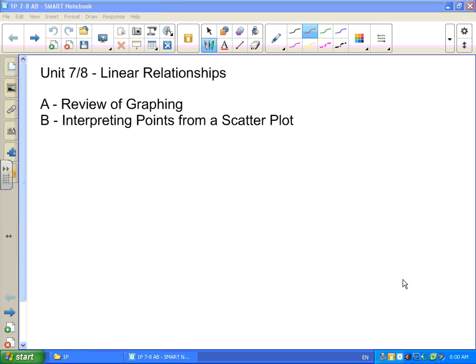In this lesson, we're going to start taking a look at some of the material from Unit 7A. And particularly, we're going to look at some stuff out of boxes A and boxes B. Box A is just a simple review of graphing points on the coordinate axes. And in box B, we're going to take a look at if you've got a set of points that are graphed in a scatter plot, how can you interpret what these points actually mean?